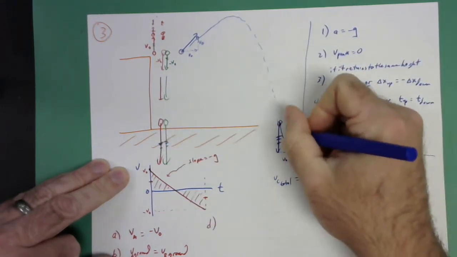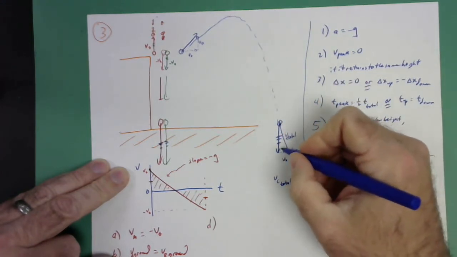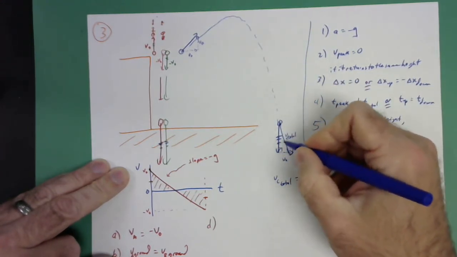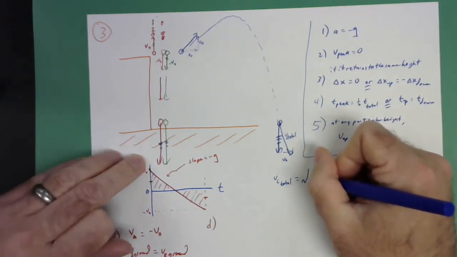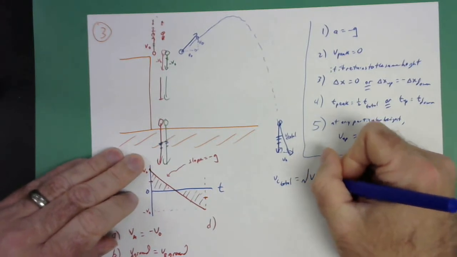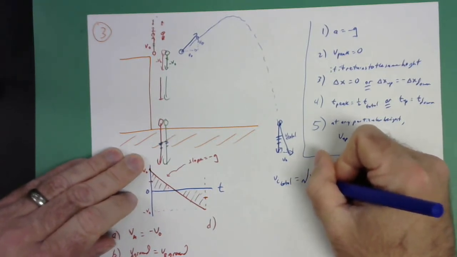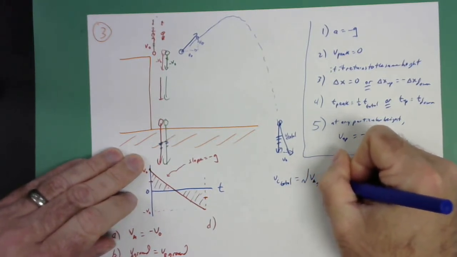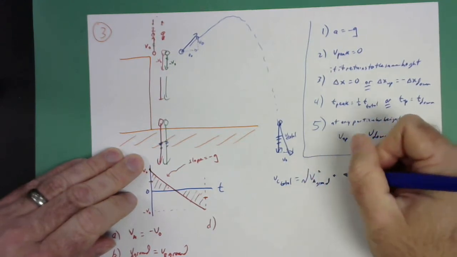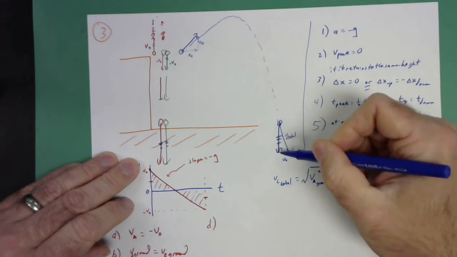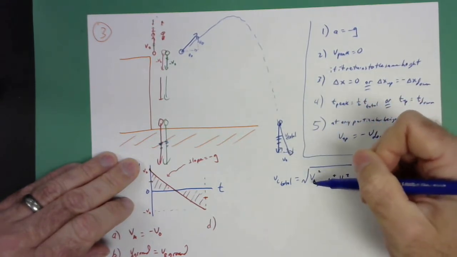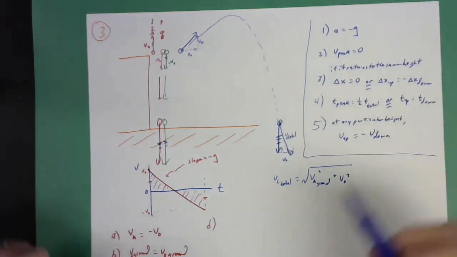So it's going to be this total, this hypotenuse of a right triangle. Y and X make a right angle. This means I can use the Pythagorean theorem. It's going to be the square root of the final velocity of A, V of A at the ground squared, plus V naught squared. You know what I mean? So that's going to be the velocity of it when it gets to the ground.